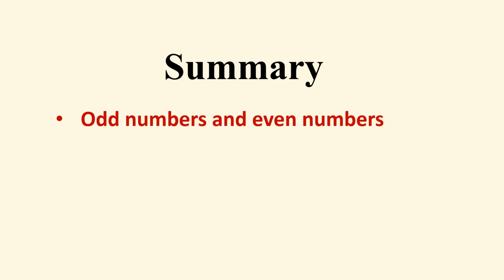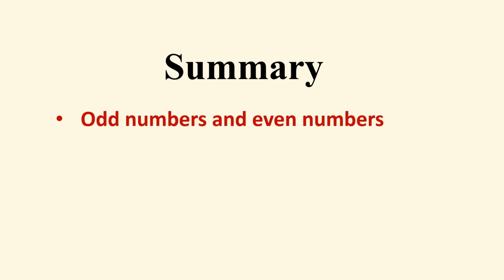Now here comes the end of the first part of our lesson. Therefore, we'll summarize things that we have learned under the first part of our lesson. So first of all, we have learned about odd numbers and even numbers. We have defined what odd numbers and even numbers are. Then we have learned how to check whether the given number is an odd number or an even number.